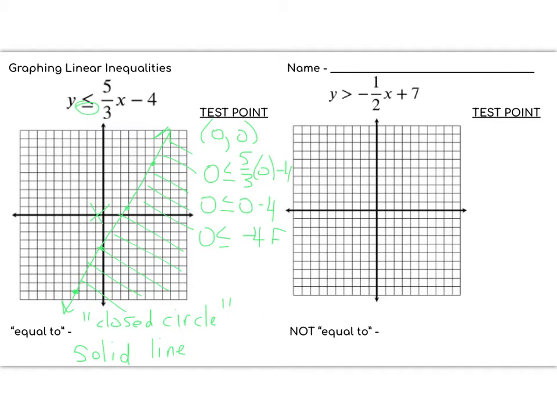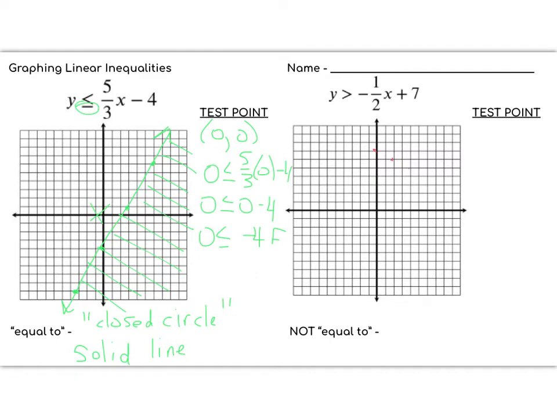Okay, so let's do the next one. y is greater than -1/2 x plus 7. So we're going to start by graphing the line in slope-intercept form. The y-intercept is 7. 1, 2, 3, 4, 5, 6, 7. The slope is -1/2. So I'm going to go down 1 and right 2.